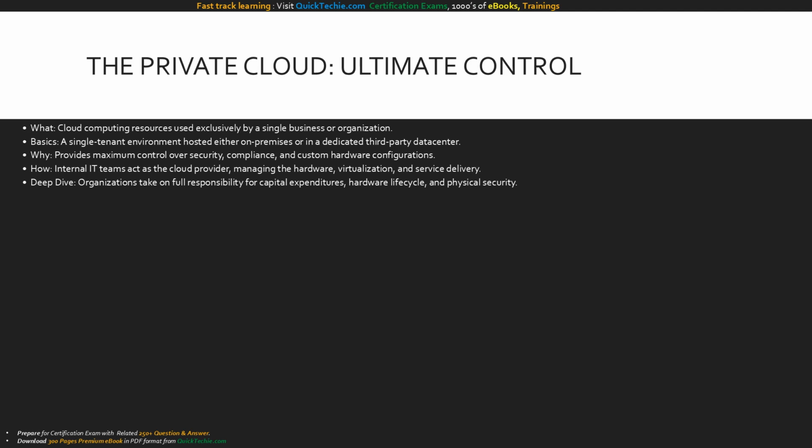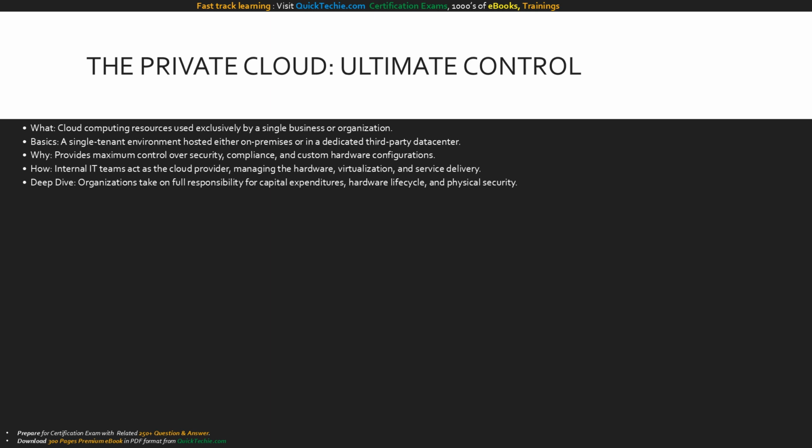Now, let's shift gears and examine the private cloud. If the public cloud is an apartment building, the private cloud is a custom-built, single-family home. What is it? It consists of cloud computing resources dedicated exclusively to one single organization. The basics define it as a single-tenant environment. It can be physically located in your own company's on-site data center or hosted by a third-party provider who dedicates specific hardware solely to you.